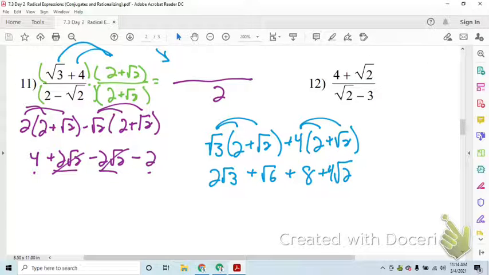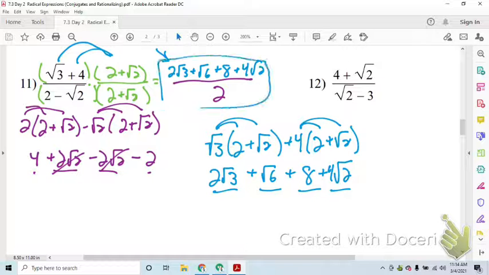Now, here's the weird part. You cannot combine any of those. None of them work with each other. So that means you're just going to write up top 2 root 3 plus root 6 plus 8 plus 4 root 2. Now you can have it in just about any order that you want, but just make sure that it has all 4 terms up top, and then it's all over 2. You can't divide them all by 2 because there's nothing out here. So that's your answer for number 11.